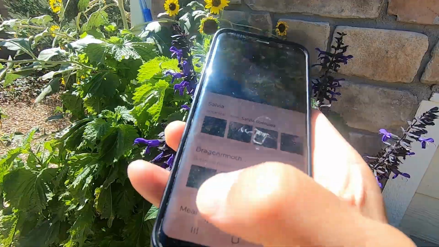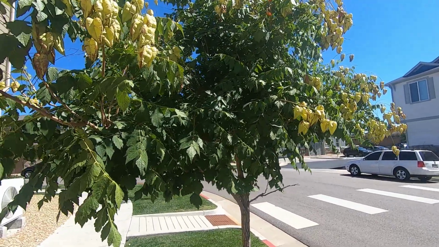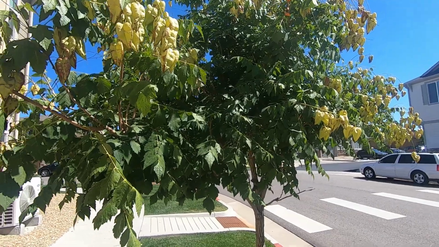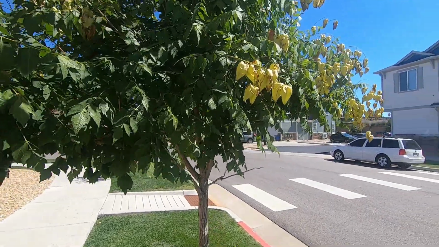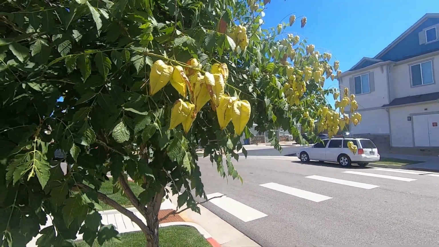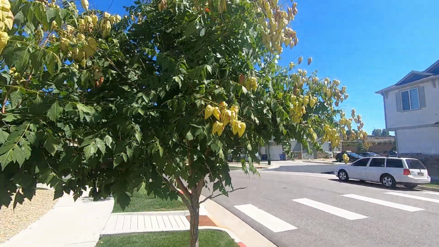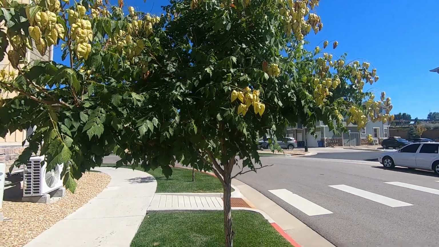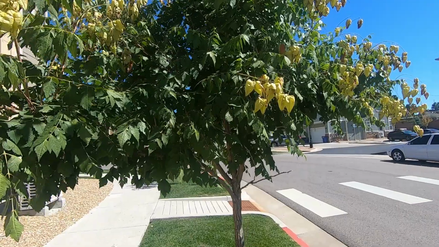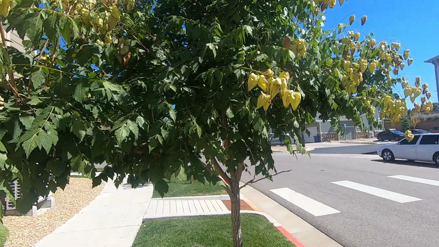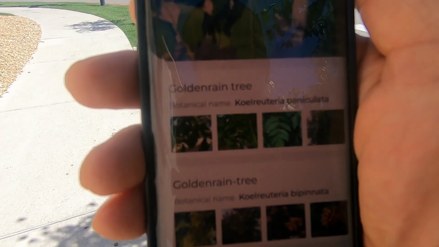Yeah, so this is called golden rain tree. In the spring they have very nice small yellow flowers that bloom, very ornamental, and in the late summer or fall this seed pod comes up like this. So immediately you can tell this is a golden rain tree. But I'd like to try the app with just leaves only. This is also correctly identified as golden rain tree.